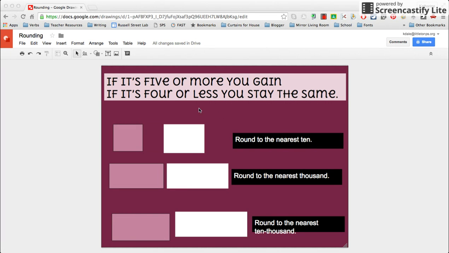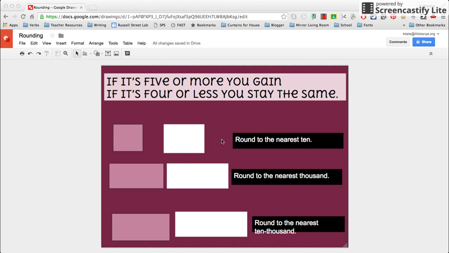So the first thing that we've looked at is our little saying. Remember, if it's 5 or more, you gain. If it's 4 or less, you stay the same. And that's the only thing you need to remember when you're looking at rounding. Now we have 3 examples that we're going to work through together.